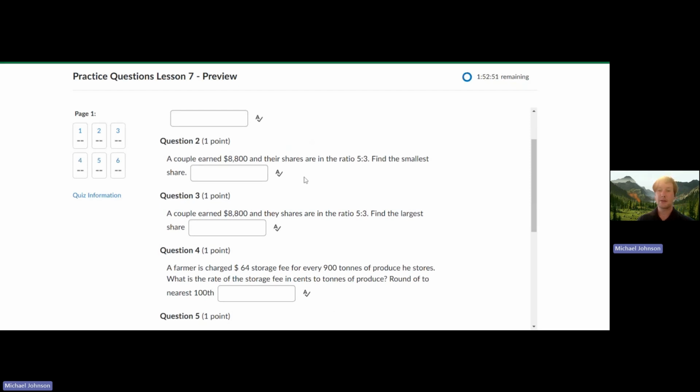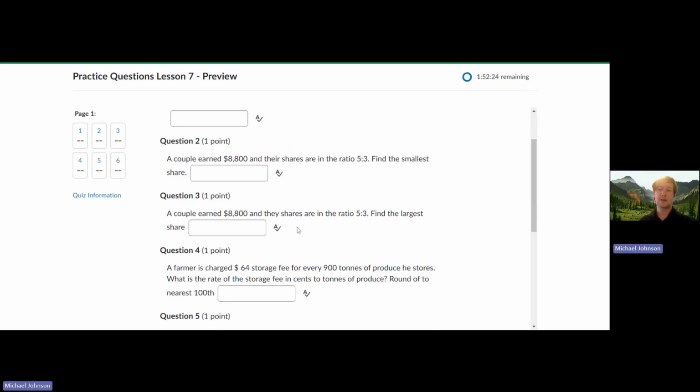Then a couple earned $8,800 and their shares are in the ratio 5 to 3. So find the smallest share. So in that case, you would take the 5 to 3 ratio. You would have to do the smallest share. So take the 3 divided by the 5 plus 3, and then multiply that fraction by 8,800.